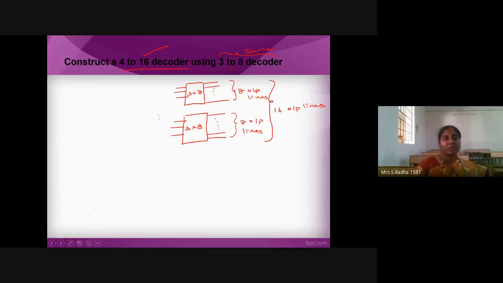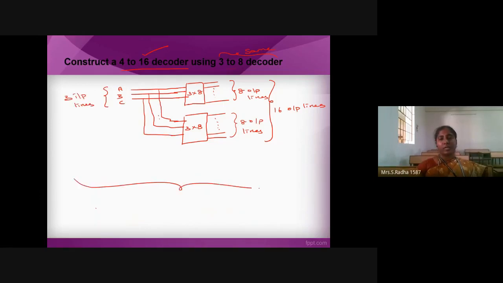So I will give names for this. If this is A, B, C, these are the inputs I will take: first input is A, second input is B, and third input is C. Now I have taken 3 input lines. Okay, 3 input lines.